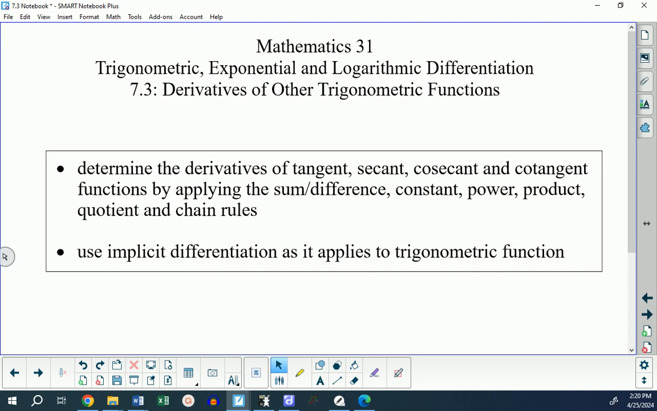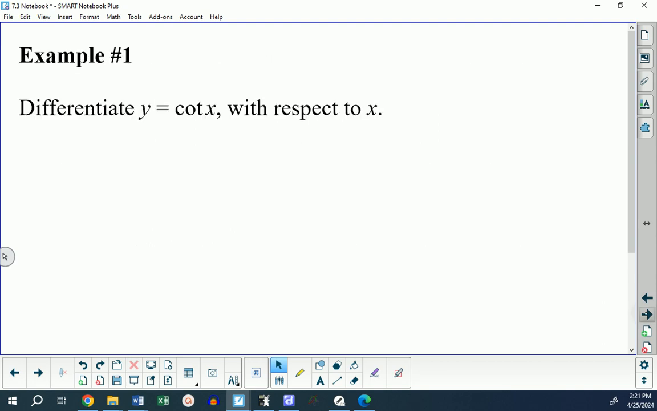And I'm just titling this derivatives of other trigonometric functions. We're going to be extending our skills to include derivatives of the other 4 trigonometric ratios rather than just sine and cosine of rotation angles or x. We're going to be looking at tangent of x, cotangent, cosecant, and secant. And we're going to continue to apply implicit differentiation.